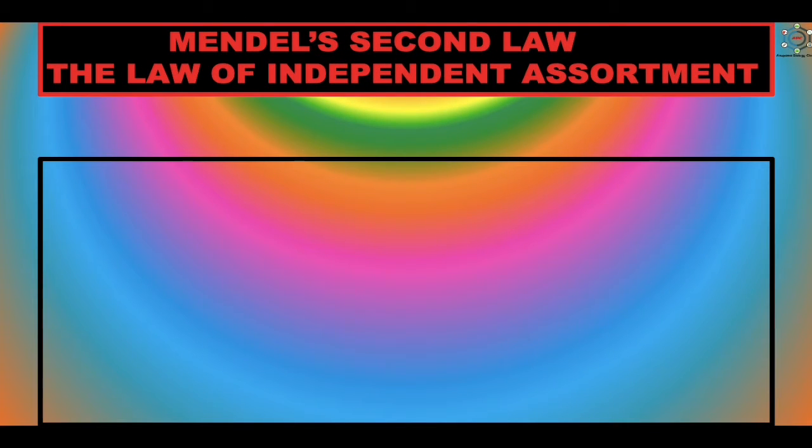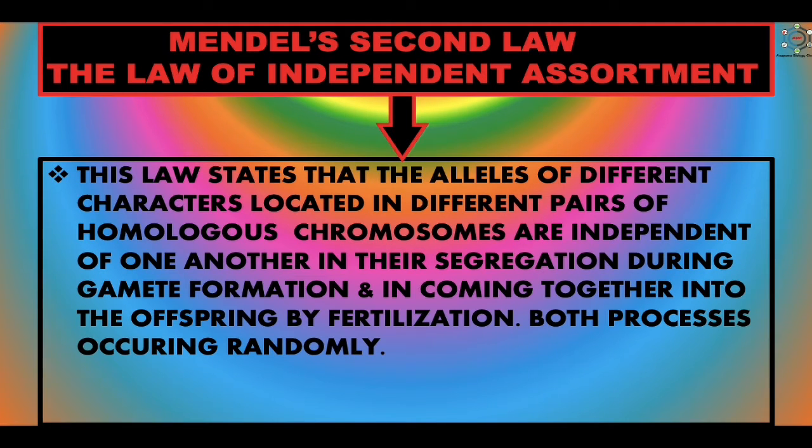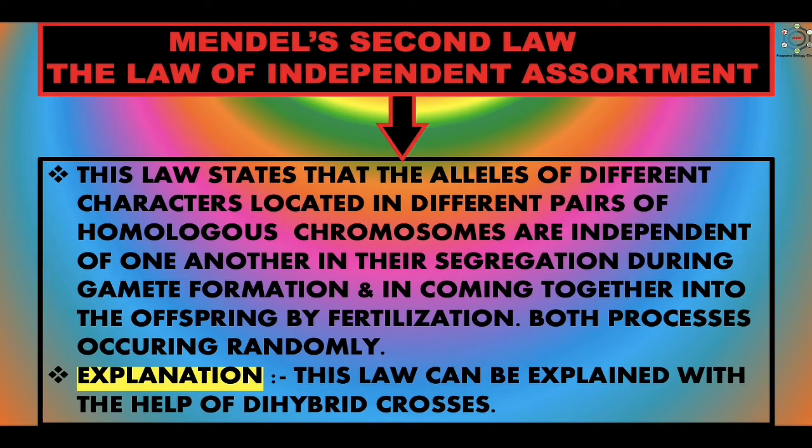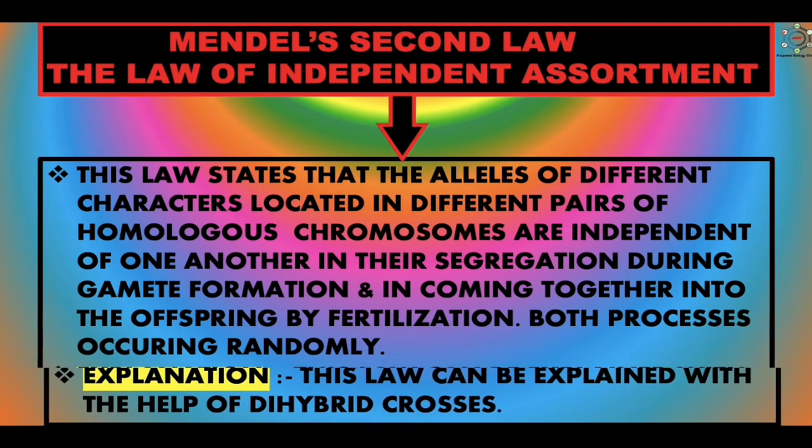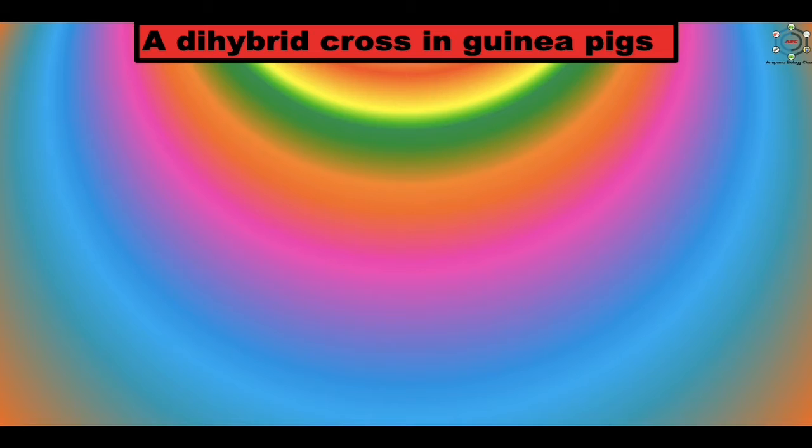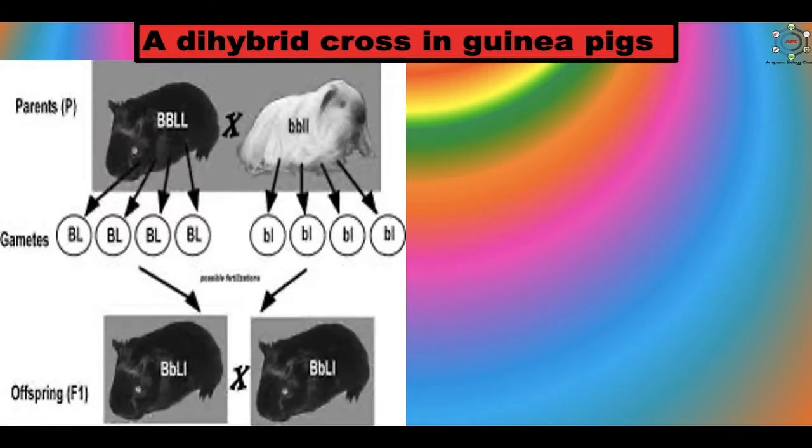Now, Mendel's second law, that is the law of independent assortment. This law states that the alleles of different characters located in different pairs of homologous chromosomes are independent of one another in their segregation during gamete formation and in coming together into the offspring by fertilization, both processes occurring randomly. According to the explanation, this law can be explained with the help of a dihybrid cross, which you can see in the picture. Here the example of a dihybrid cross is the guinea pigs, which shows the law of independent assortment.